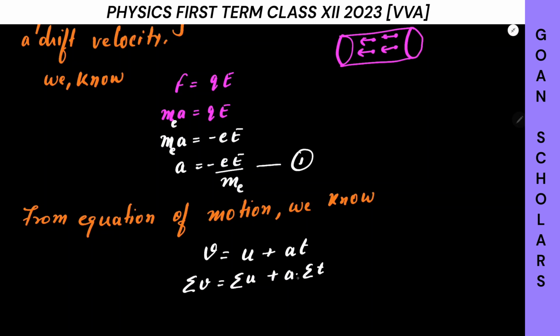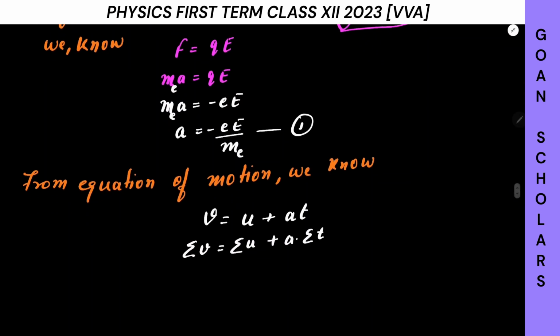Be very careful. Why have we not placed the sigma here? Because e is constant, 1.6 into 10 raised to minus 19, m_e is 9.1 into 10 raised to minus 31, and capital E is the electric field. So all of them are constant when you are taking a particular case, right? So here the average V will be nothing but the drift velocity produced in the electrons. We write it as Vd. D is the suffix here.